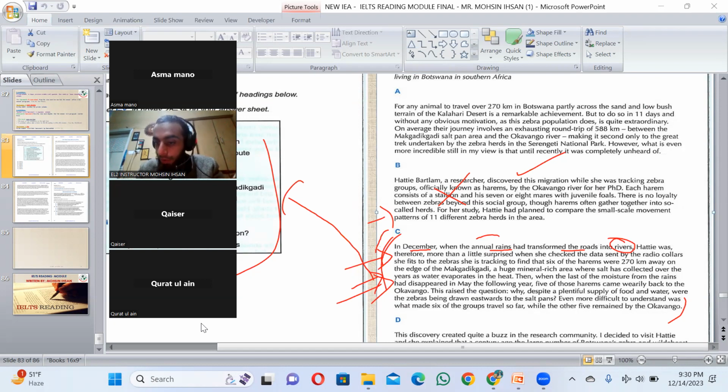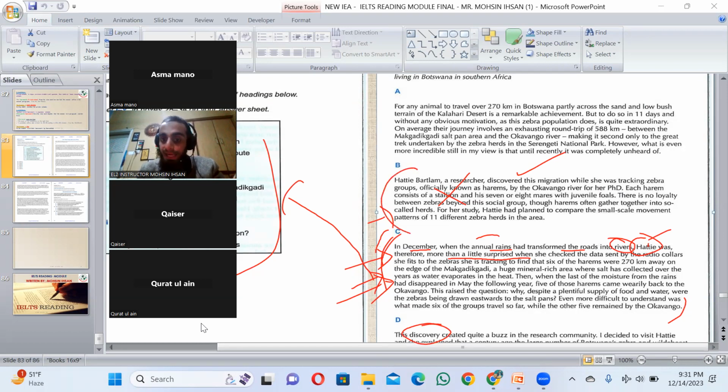Traveler zebra. Now, Hattie was therefore more than a little surprised when she is a scientist, as I mentioned, scientist-related information, new discovery-related information. You can see the word discovery here as well, new idea-related information.